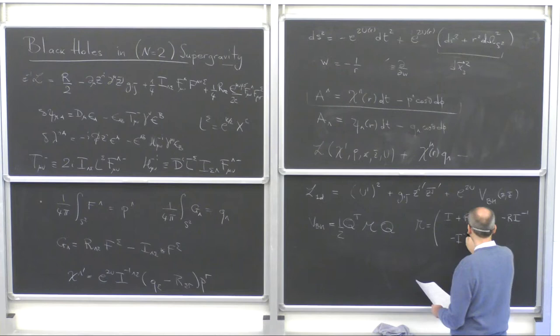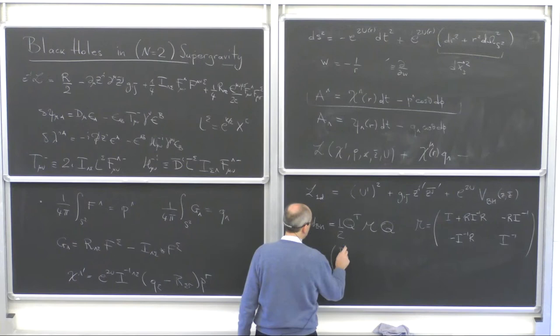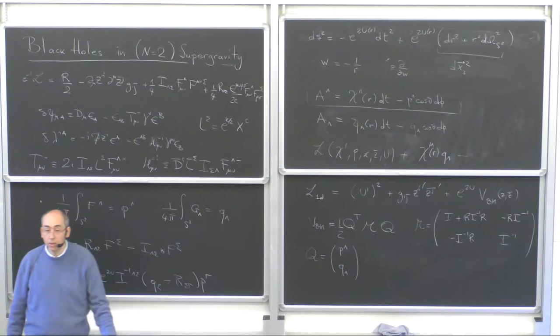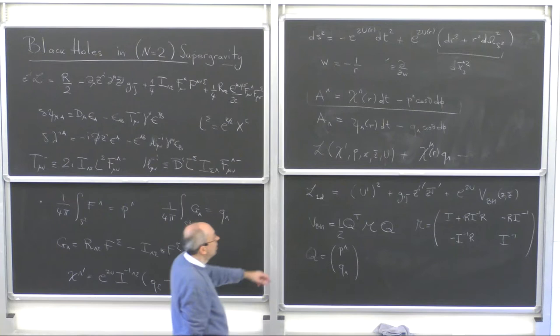And there are some signs which are convention dependent, but the structure is going to be this, where Q is the vector of charges which contains the magnetic charges and then the electric charges. This is also a symplectic vector, no? The one that we discussed yesterday. Because you have the field strength and the dual field strength, you have the charges and the dual charges. Now, this is my Lagrangian in one dimension.